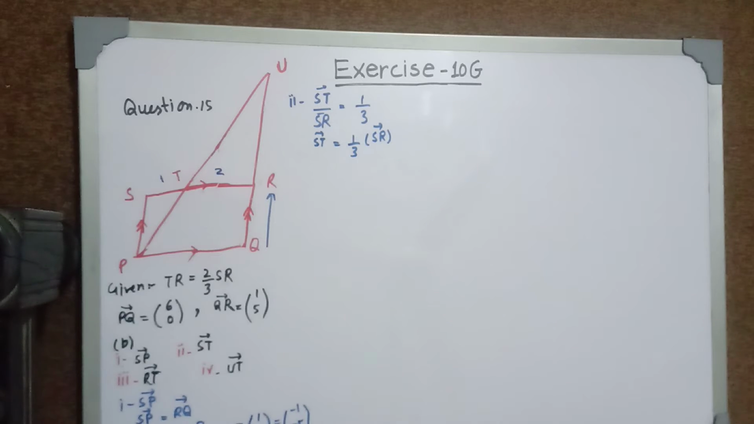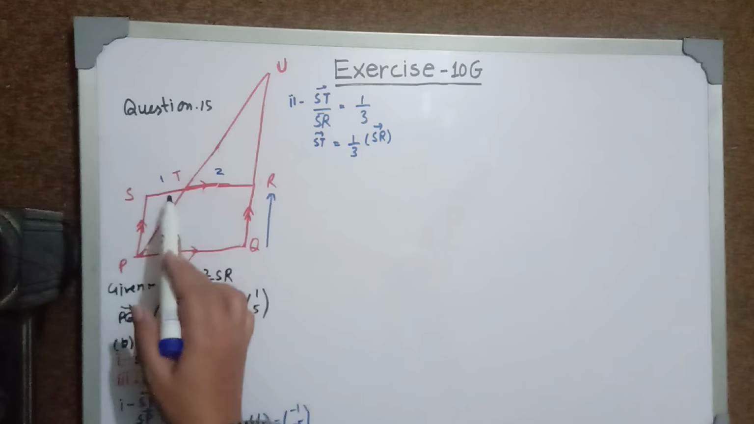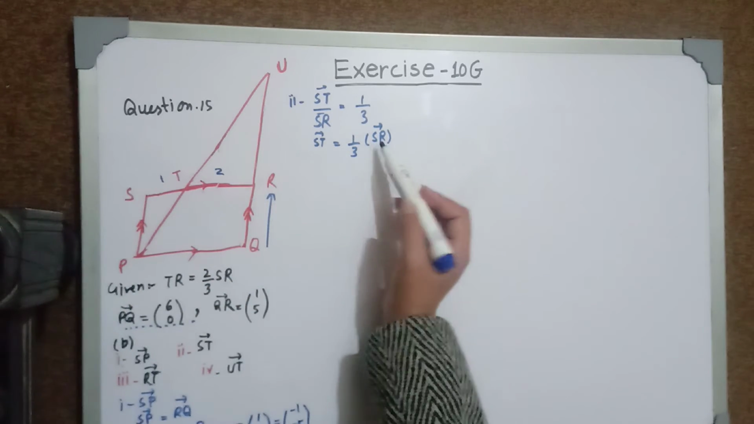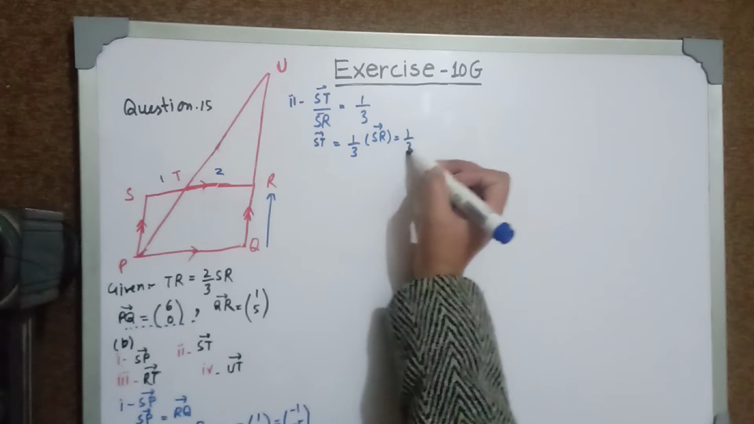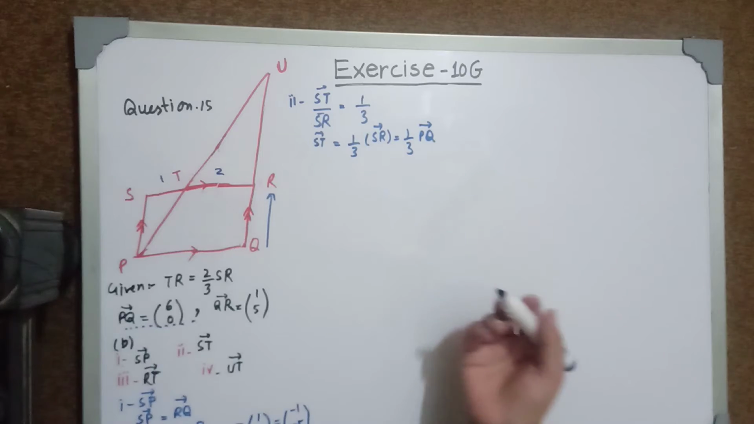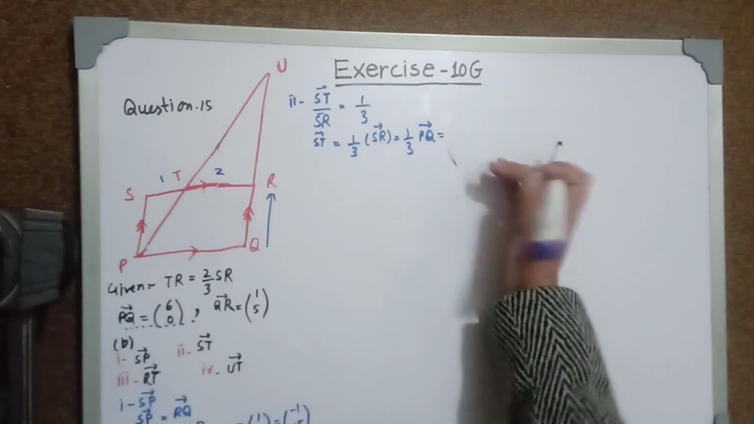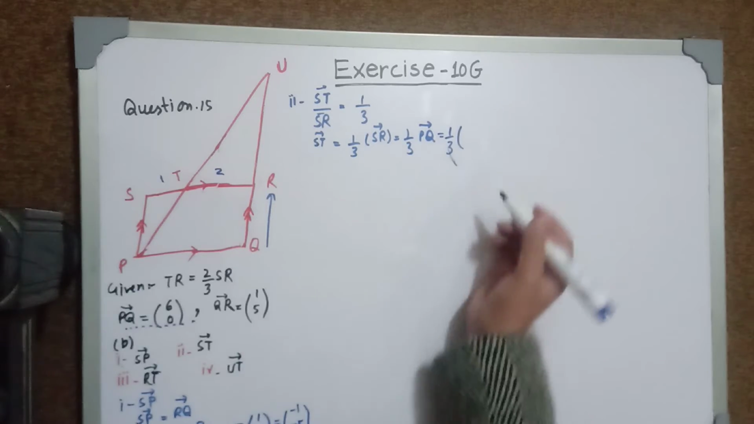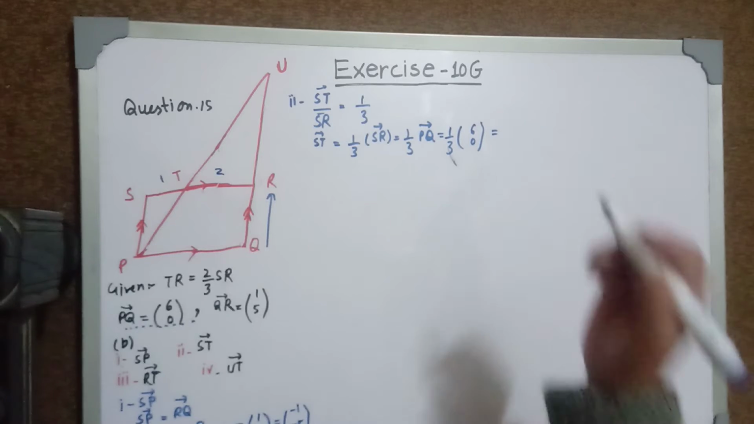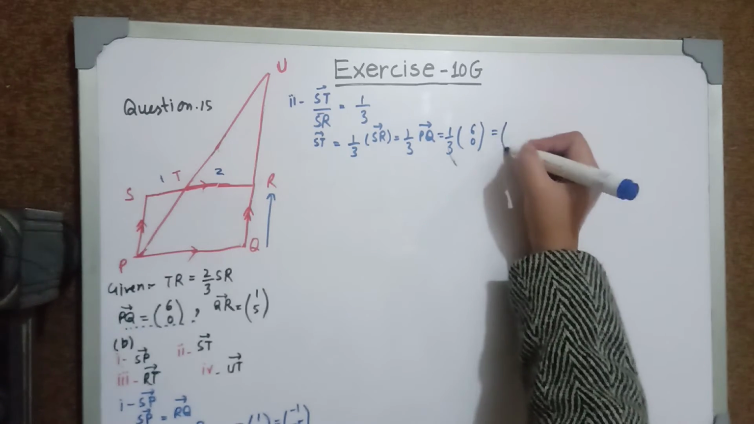Now look at the figure again. SR is equal to PQ, and we are given the coordinates of PQ. So I'm going to write that SR is equal to PQ, because opposite sides in a parallelogram are equal. So here I will write 1/3 of PQ. PQ's coordinates are (6, 0), and on solving it you will get the coordinates of ST as (2, 0).